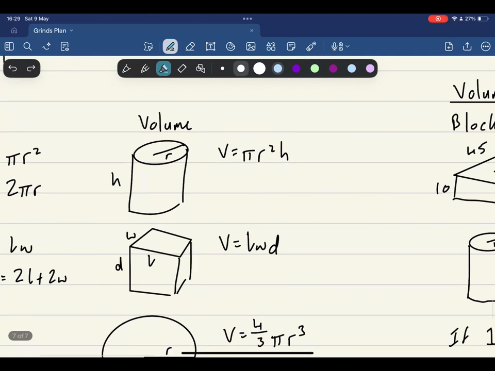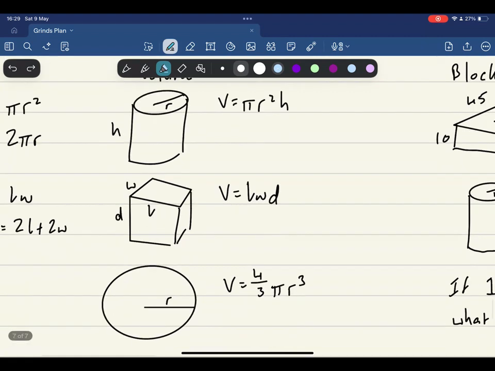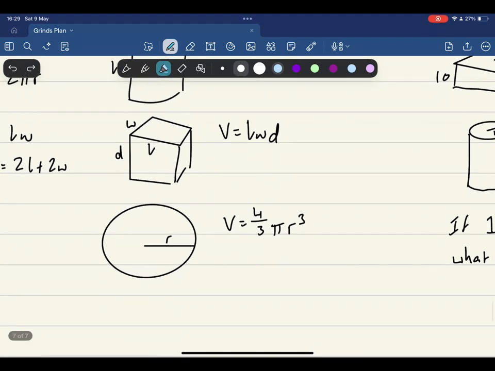Flipping over the page in your formula tables, you have the volume of a cylinder, which is pi r squared h. Think of the base as a circle, and then you're just multiplying it by how tall it is. Next, you have a cuboid, so that's just length by width by depth. And then you have the volume of a sphere, which is 4 over 3 pi r cubed. Just make sure in your formula tables, when it's talking about volume, it has A, but that's surface area rather than area for 2D shapes like a circle.